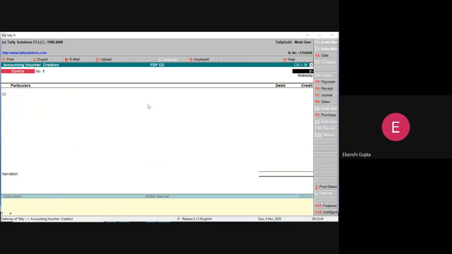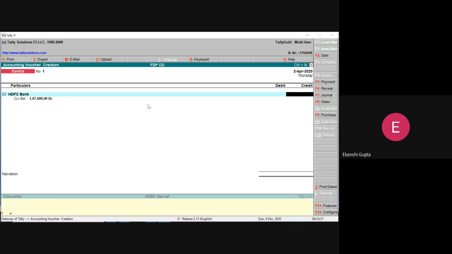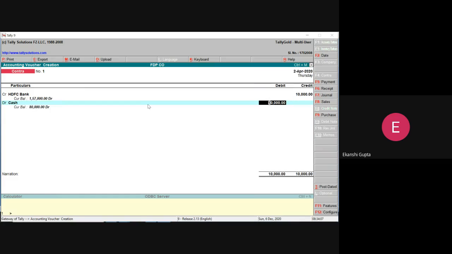Date is 2nd April. Credit will be HDFC with the amount 10,000. Cash debit 10,000.